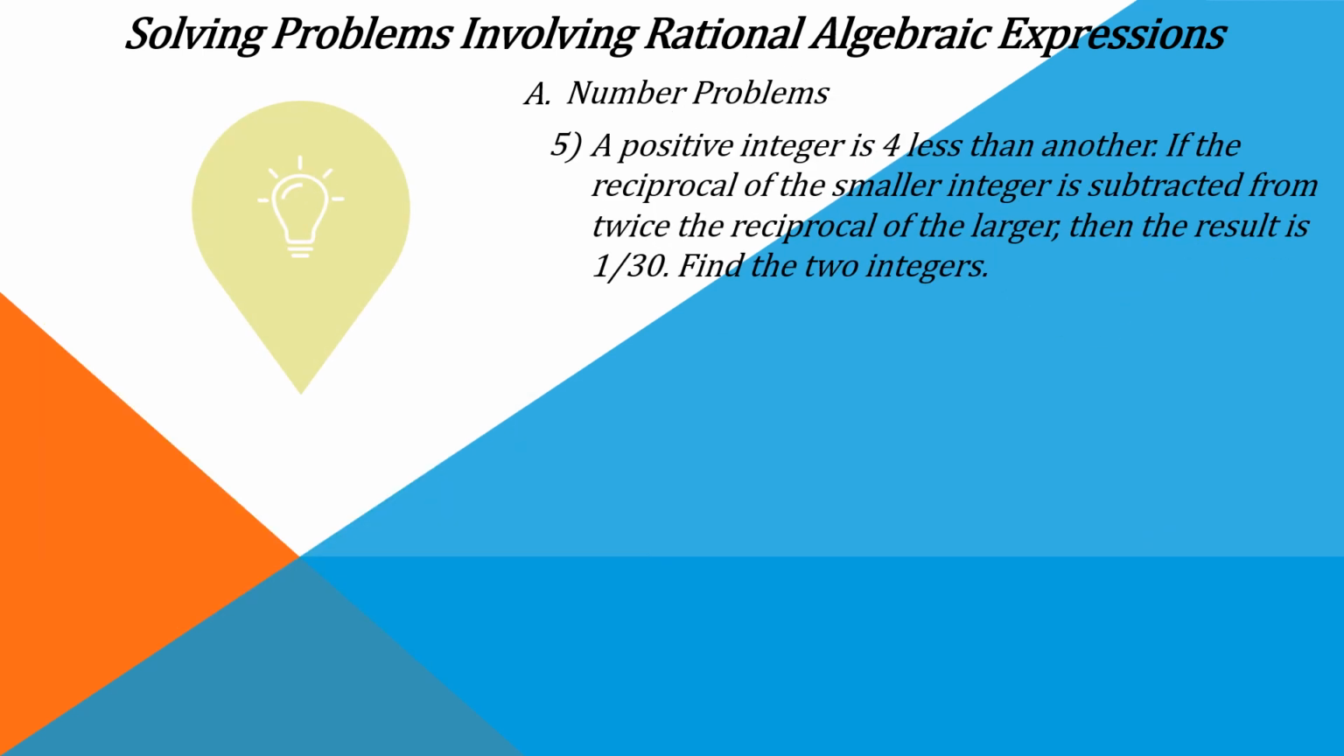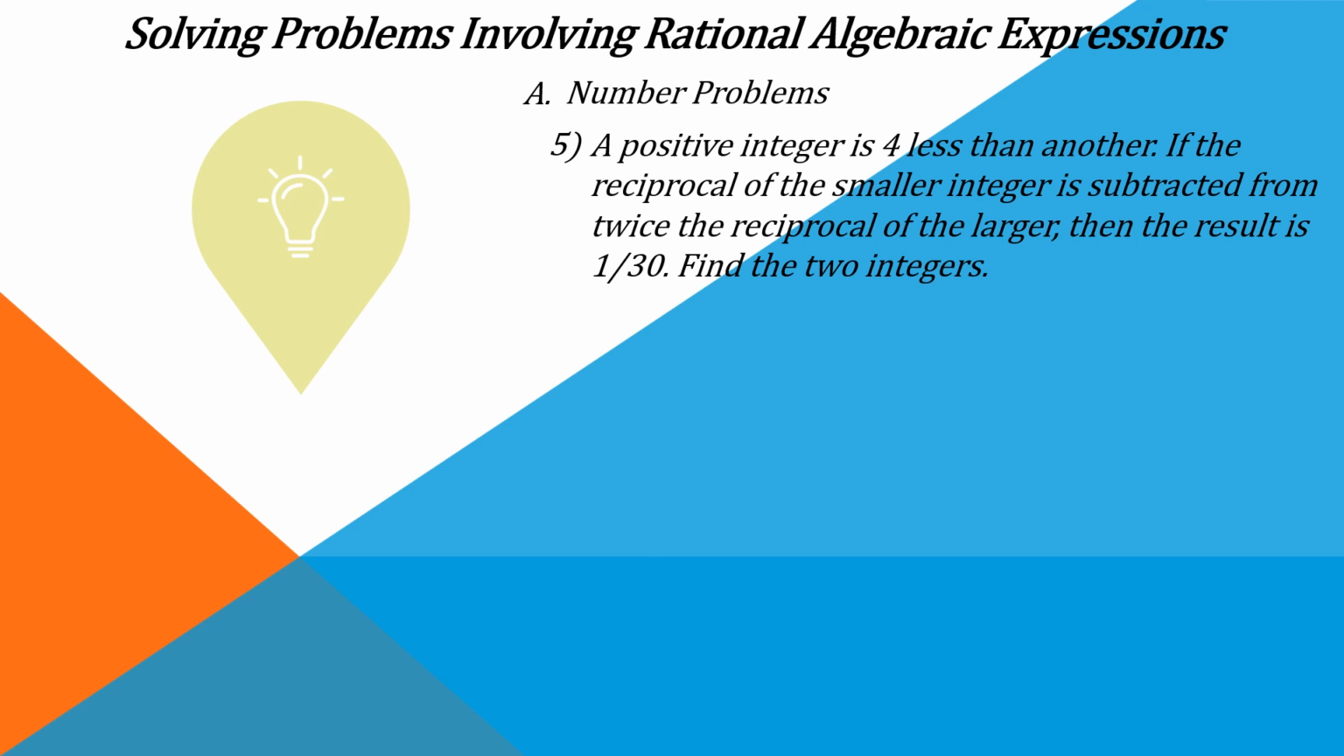Let us go to example number 5. A positive integer is 4 less than another. If the reciprocal of the smaller integer is subtracted from twice the reciprocal of the larger, then the result is 1 over 30. Find the two integers.